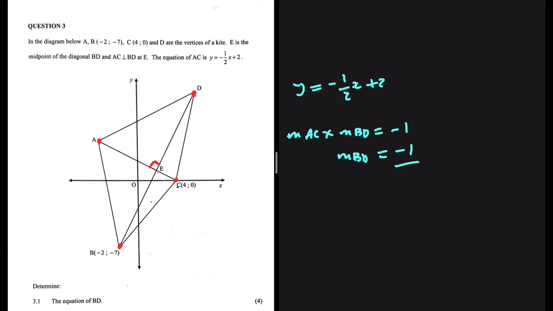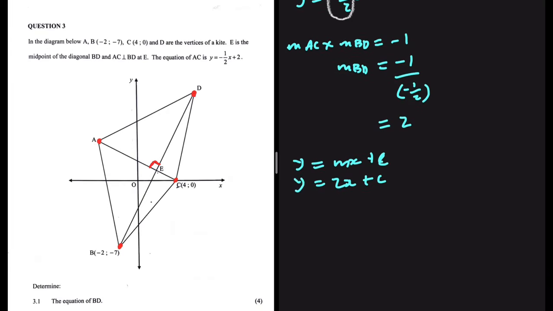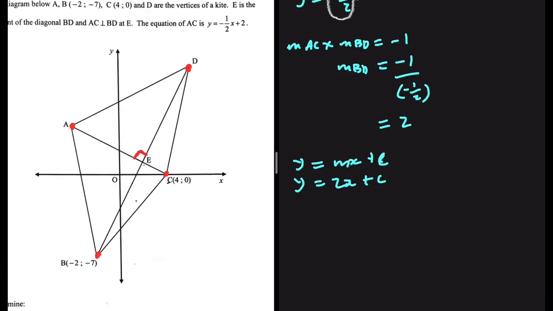From the equation, we know that the gradient of AC is minus 1 divided by 2. So we divide minus 1 by minus 1 divided by 2. The gradient of BD will be equal to 2. So now we know that for BD, y is equal to mx plus c, but the gradient is 2, so we have 2x plus c. All we need to do is substitute a point on our line BD and find the value of c. Just like that, we're going to have the equation of BD.